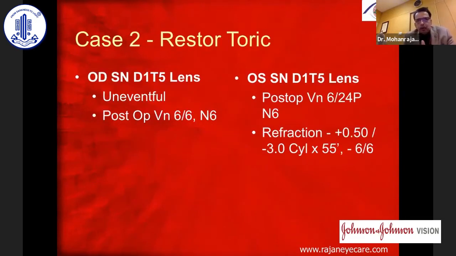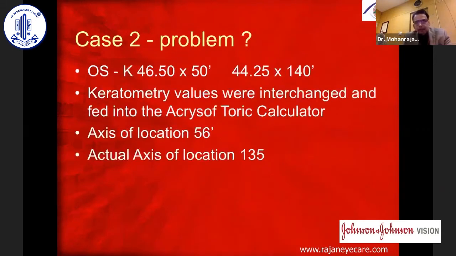Case 2, you can see a restored toric lens. On the right eye, the patient had an uneventful surgery with an excellent postoperative visual acuity of 6/6. In the left eye, with the restored toric lens, the postoperative refraction was about plus 0.5 with minus 3 cylinder at axis 155. What went wrong in this particular case? Again, manual keratometry and the IOL Master give slightly different orders for the H and V values. Manual keratometry gives the horizontal first and the vertical second, whereas the IOL Master lens chart gives the vertical first and the horizontal second.